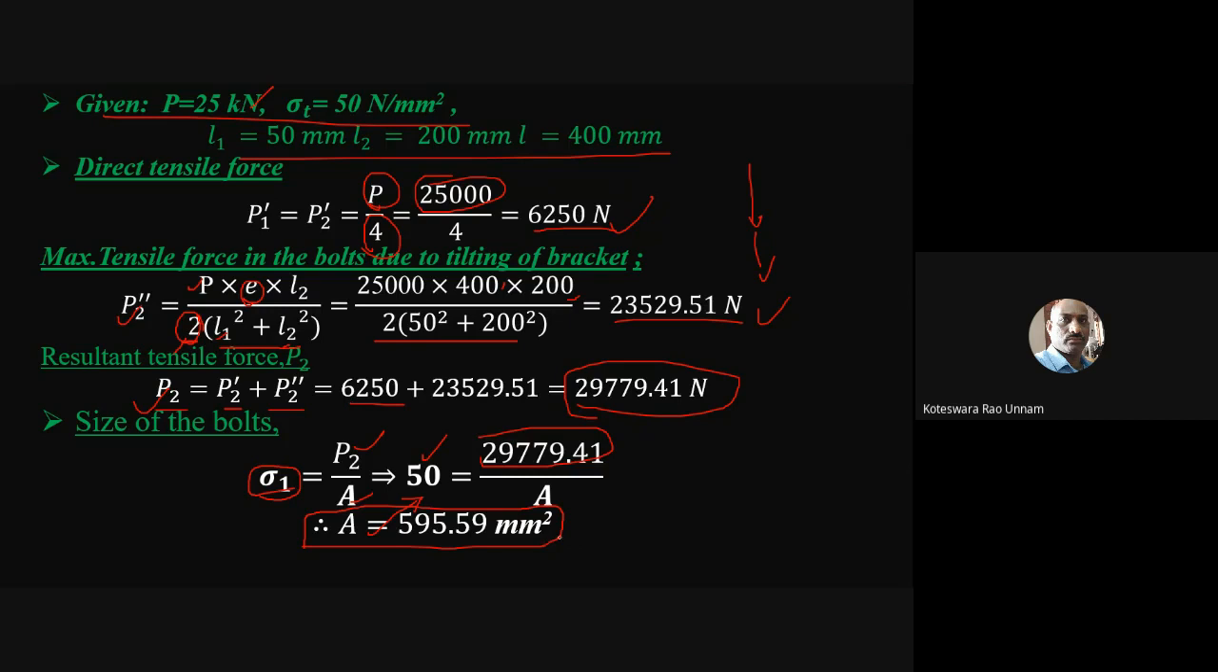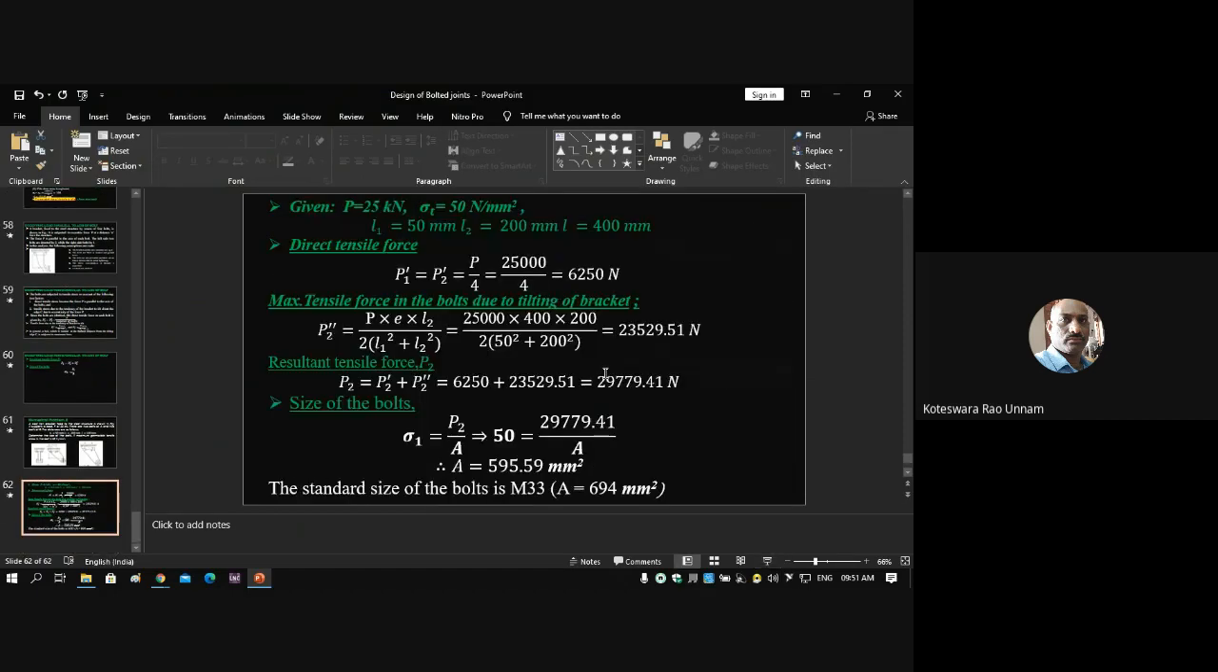Now I'm giving the task to you. Just open your data book and tell me what size of bolt you need to choose for this application. The required bolt area should be at least 595.59 mm square. So either it should be 595.59 or the next value. Look at it in your data books, note it down, and tell me the answer.